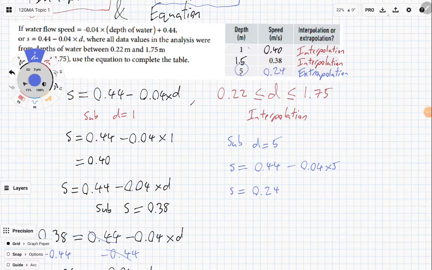Alrighty. So the first two are examples of interpolation, and the last example was of extrapolation. And just remember that whether it's interpolation or extrapolation is only ever to do with the explanatory variable. It has nothing to do with the response variable.